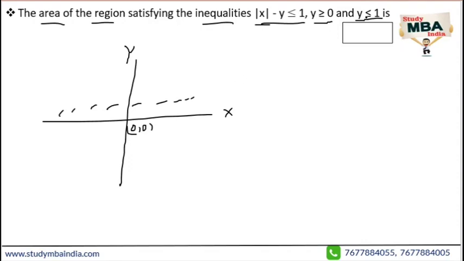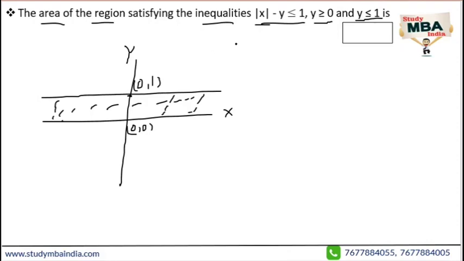Now y ≤ 1. Suppose this is y equals 1, so this line represents y = 1. So the area is basically in between 0 and 1. This point will be x is 0, y is 1, right? Anywhere on this line y will be 1, and x will change.